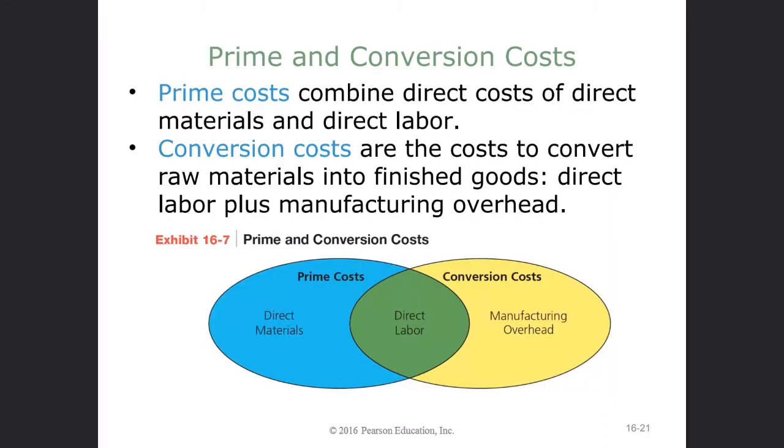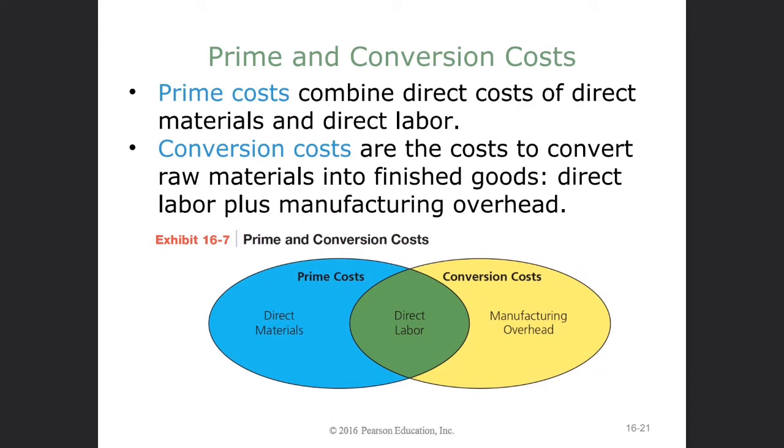So prime and conversion cost. I really like this little diagram down here. Hopefully that helps you guys. But you have prime cost and you have conversion cost. And we see we have our direct materials, our direct labor, and our manufacturing overhead accounts. Our direct materials fall directly under prime cost. Our manufacturing overhead falls directly under our conversion cost. Our direct labor falls in the middle. So prime cost combines our direct materials and direct labor.